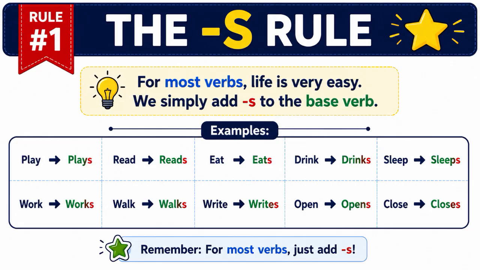I play football. He plays football. Notice that only the verb changes. Let's try another one. I eat breakfast. She eats breakfast. Again, eat becomes eats. One more. I work in an office. He works in an office. Whenever the subject is he, she, or it, add s for most verbs.